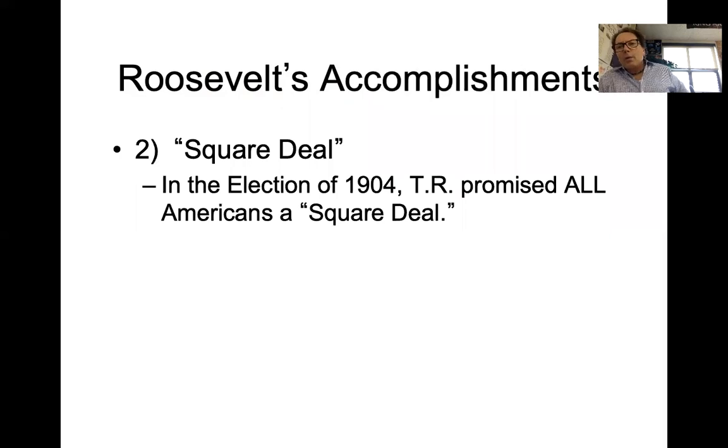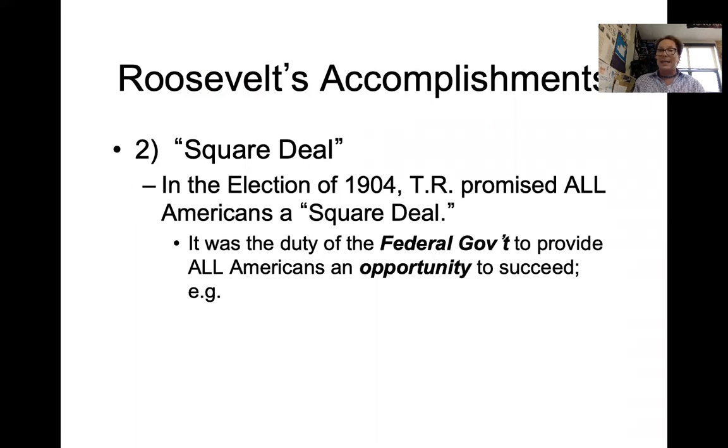So when Theodore Roosevelt ran for the presidency in 1904, now remember, folks, when he originally ran, he ran as a vice president in 1900. He was the running mate of William McKinley. McKinley's assassinated in 1901. Roosevelt takes over. So now in 1904, Roosevelt is running for the presidency of the United States. He ran on what he called a square deal.